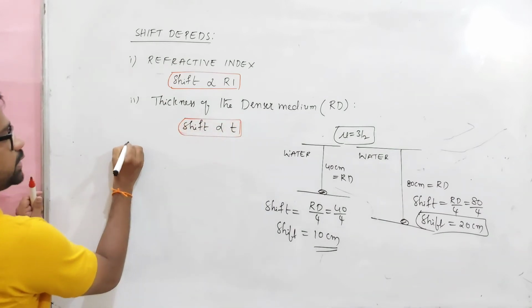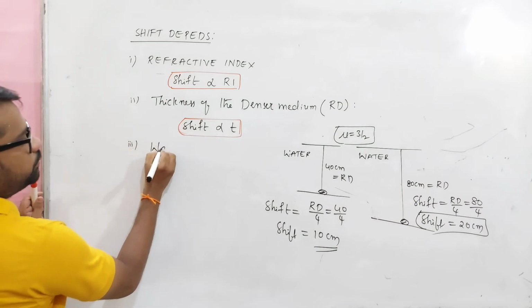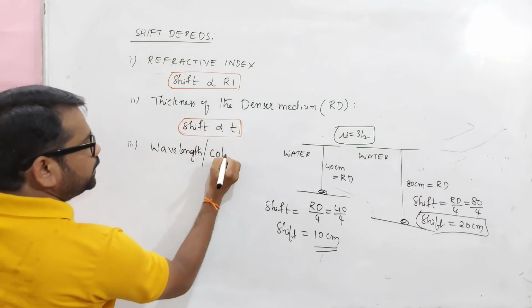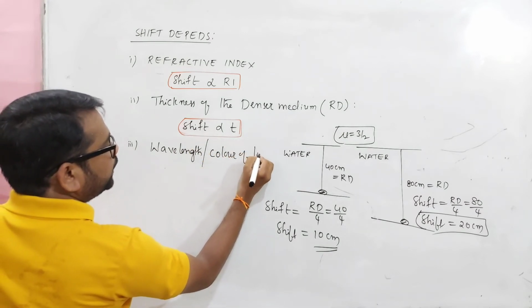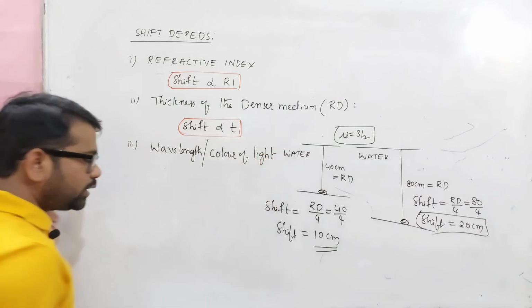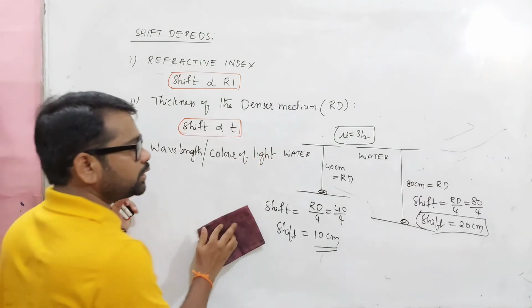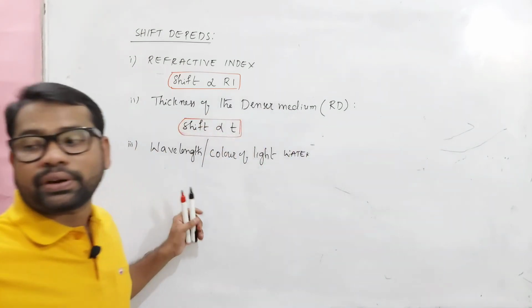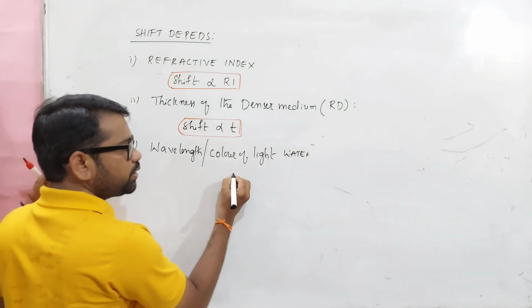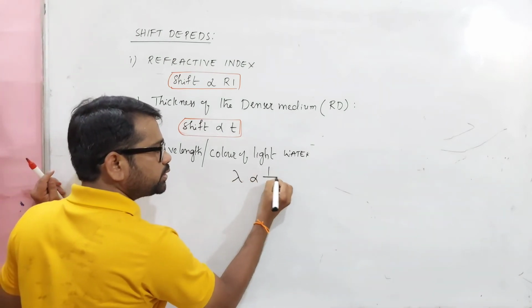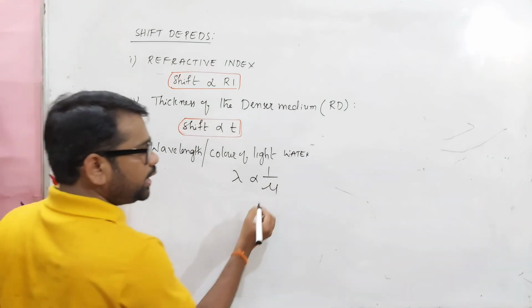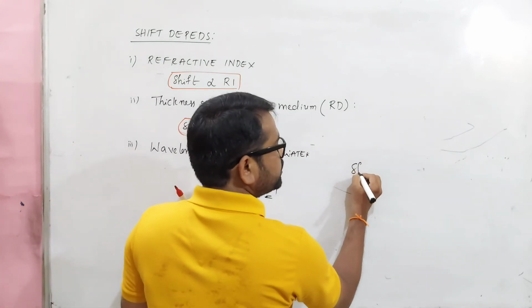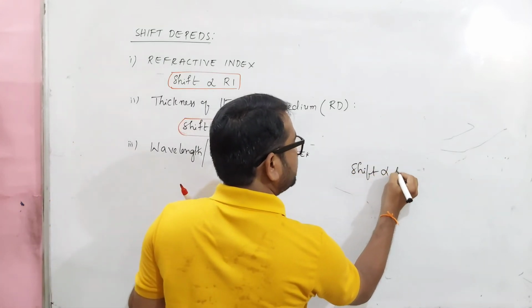Now dear children, the third factor is wavelength, or color of light. So how does it depend? Children, if you want to understand this, first let us think about the relationship between wavelength and refractive index. We know that wavelength is inversely proportional to the refractive index. And how is refractive index related to the shift? We know that shift is proportional to the refractive index.